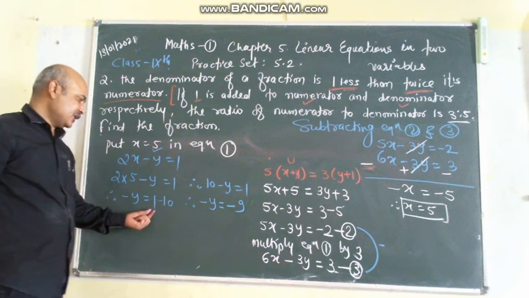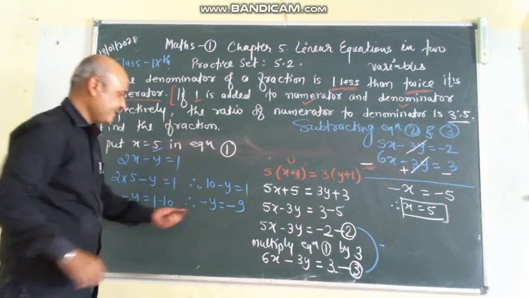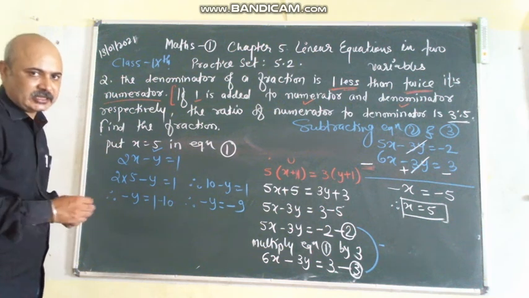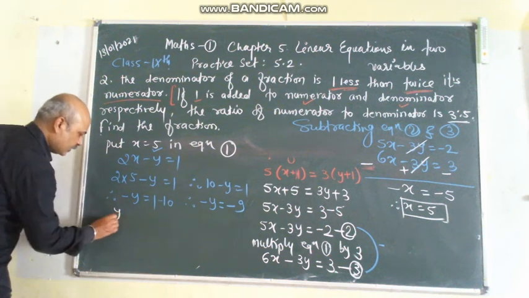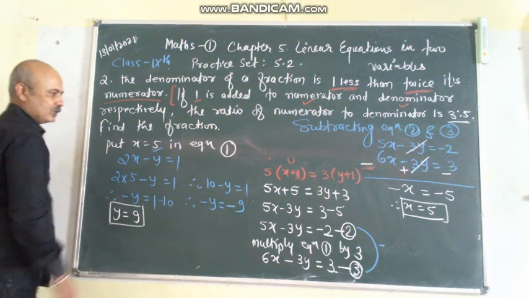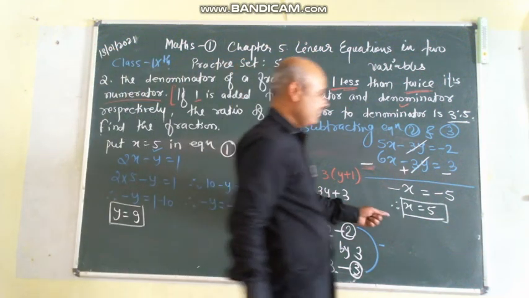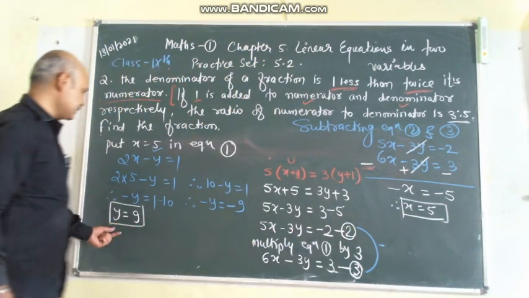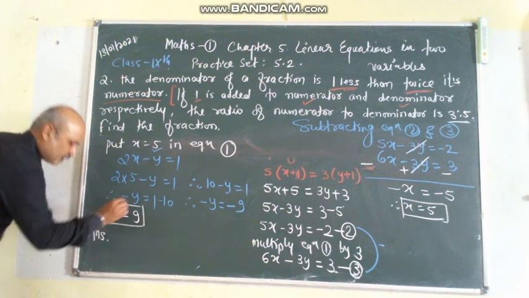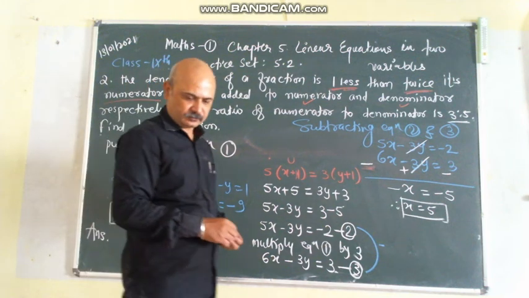Because this plus 1 minus 10 becomes minus 9. And both sides have a negative sign, so they cancel with each other. So you get y is equal to 9. So what is x? Your x is 5 and y is 9. So what is our answer? Let us write the answer.